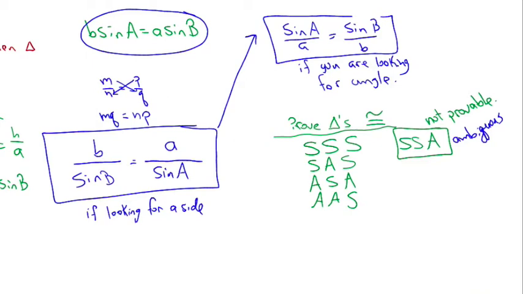All right, for law of sines, we're going to need either angle angle side. If you look at the setup, you need an angle to the top, the angle to the top, and one of the sides. So this is a law of sines, angle angle side.